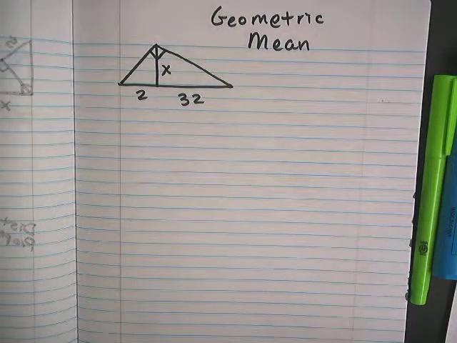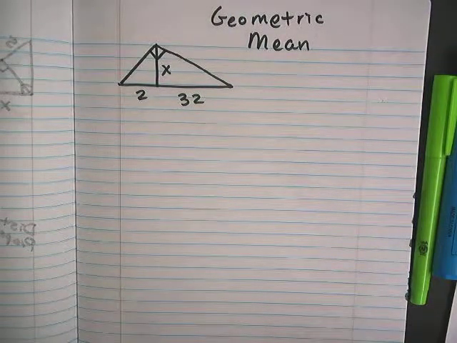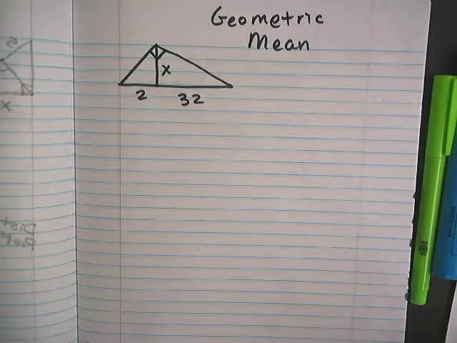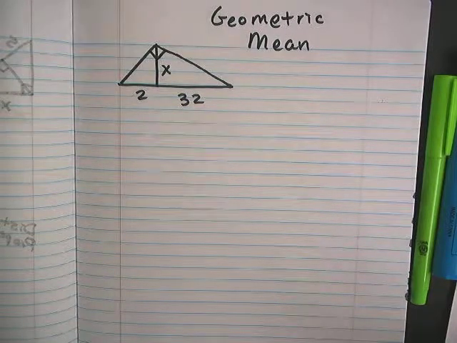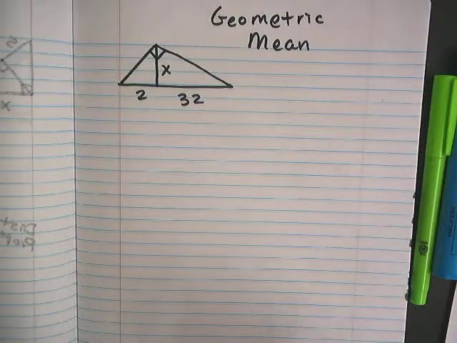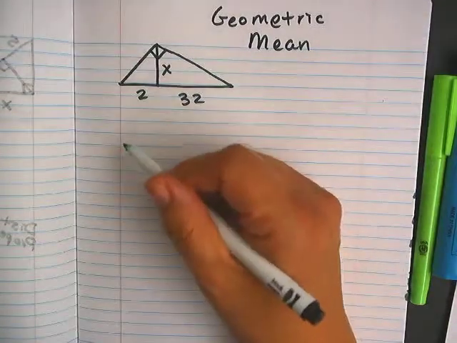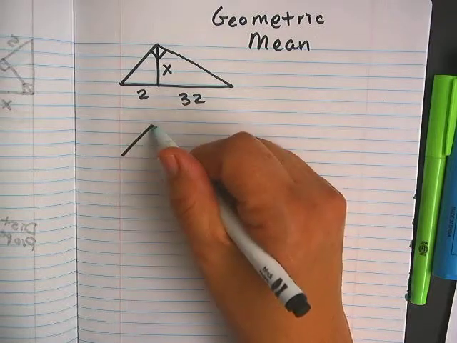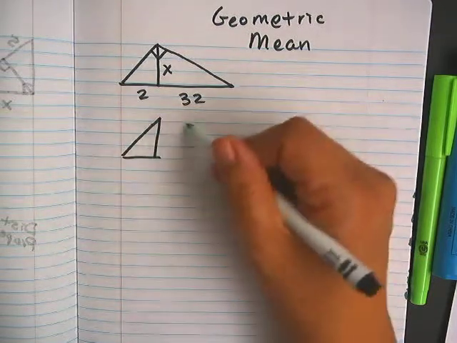Now I'm going to show you a cool shortcut. You can solve any of these proportion problems, these triangle problems, with proportions. You don't really need to use the geometric mean, but it's a neat little shortcut. So I'm going to go ahead and draw the triangles, separate them.